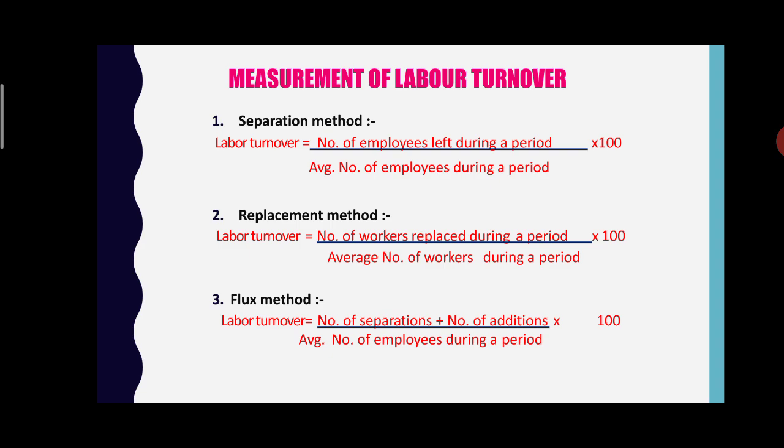Here is the formula to calculate the turnover rate. Labor turnover is equal to number of workers replaced during a period divided by average number of workers during a period, into 100. This is the formula which we are going to use to find out the labor turnover under the replacement method.